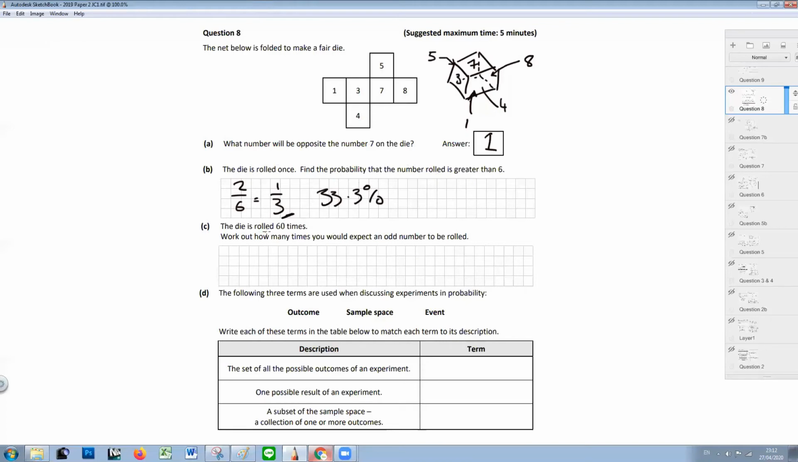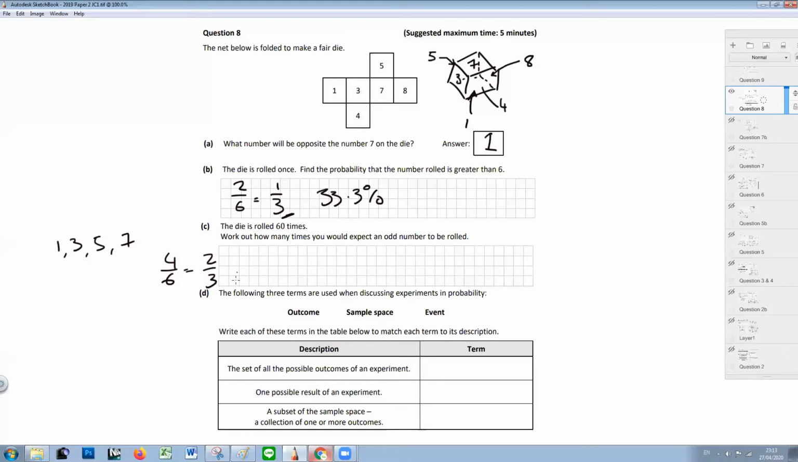The die is rolled 60 times. Work out how many times you would expect an odd number to be rolled. So we have 1, 3, 5, and 7. So we have 4 divided by 6. So every time the die is rolled, there's a 2 in 3 chance we'll get an odd number. Okay? Or there's a 4 in 6 chance. Well, a 2 in 3 chance is essentially what we're saying. So there's a 2 in 3 chance we would expect an odd number.